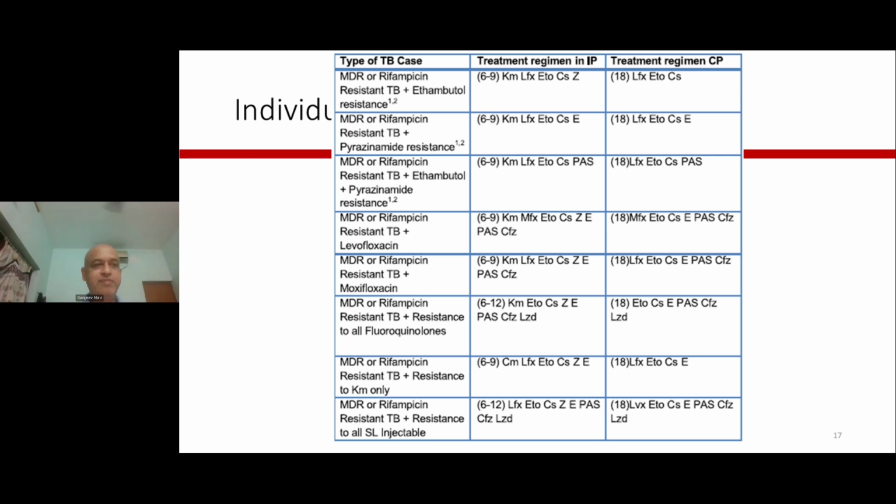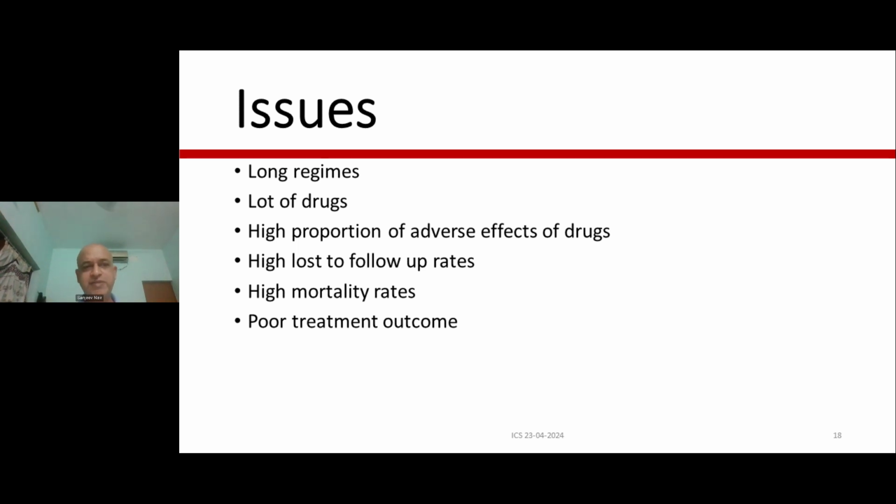Now, at that point of time, our issues were that we had very long regimes, a lot of drugs being used, a high proportion of adverse effects from these drugs, and patients were really suffering. So because of that, there were high loss to follow-up rates, people were defaulting from treatment, high mortality rates, and overall the treatment outcome was poor.